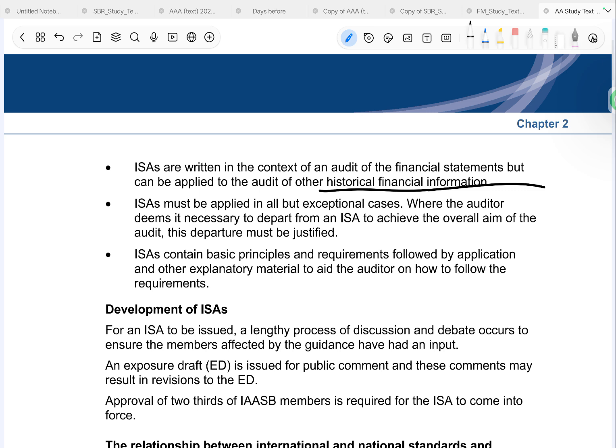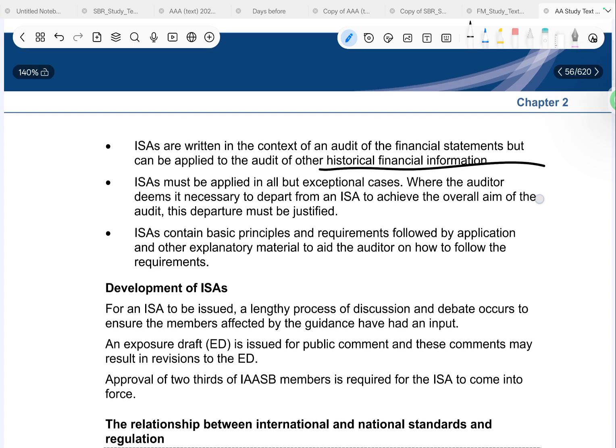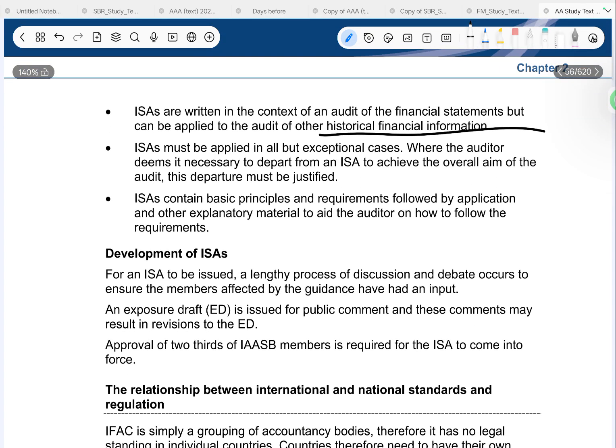In fact, auditors must follow ISAs except in very rare or exceptional circumstances. Now, you might be wondering what happens if an auditor decides not to follow a particular ISA. If the auditor believes that departing from an ISA is necessary to achieve the overall objective of the audit, they can do so. But, and this is important, the auditor must clearly justify their decision. In other words, they must be able to explain why the departure was necessary and appropriate. This ensures that auditors do not ignore standards without a valid reason.